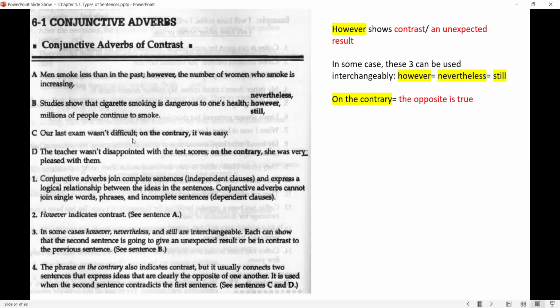Our last exam wasn't difficult. On the contrary, it was easy. So here you have the first idea. The exam wasn't difficult. Then you say that the opposite was true. So what is the opposite of that? It was easy. On the contrary, it was easy. The teacher wasn't disappointed with the test scores. So this is idea one. Now, on the contrary, the opposite is true. She was very pleased with them. She was very happy with them.